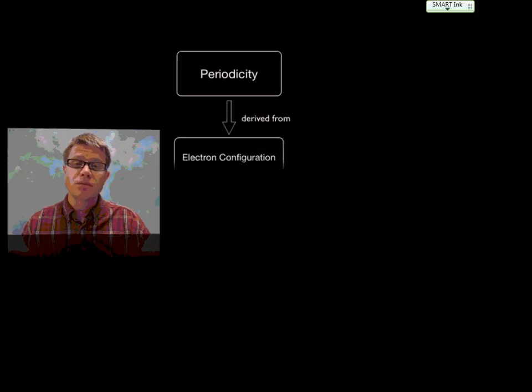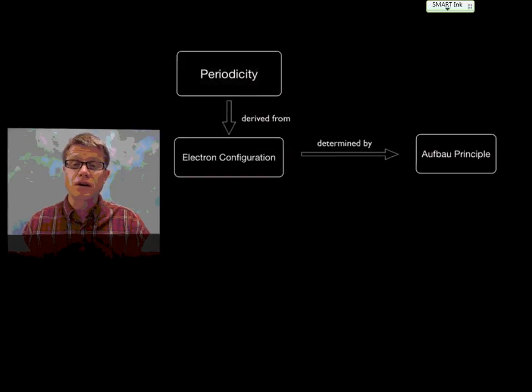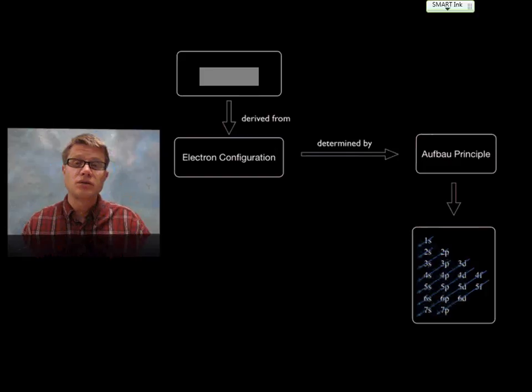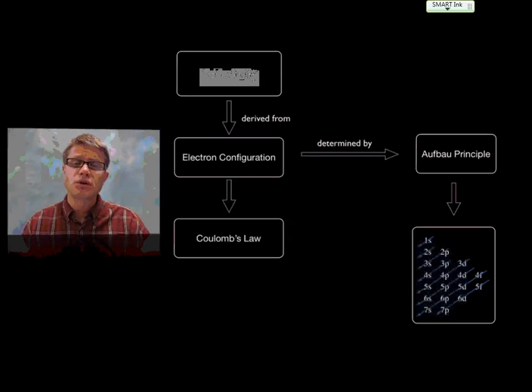And so periodicity, remember, is going to be derived from the electron configuration. In other words, where the electrons are. We can determine that by using the Aufbau principle. And if you were to watch the last video on electron configuration, I think that'd help a lot. But what's the meaning behind this? It all comes from Coulomb's law, which helps to explain electron configuration, and also helps to explain these trends.